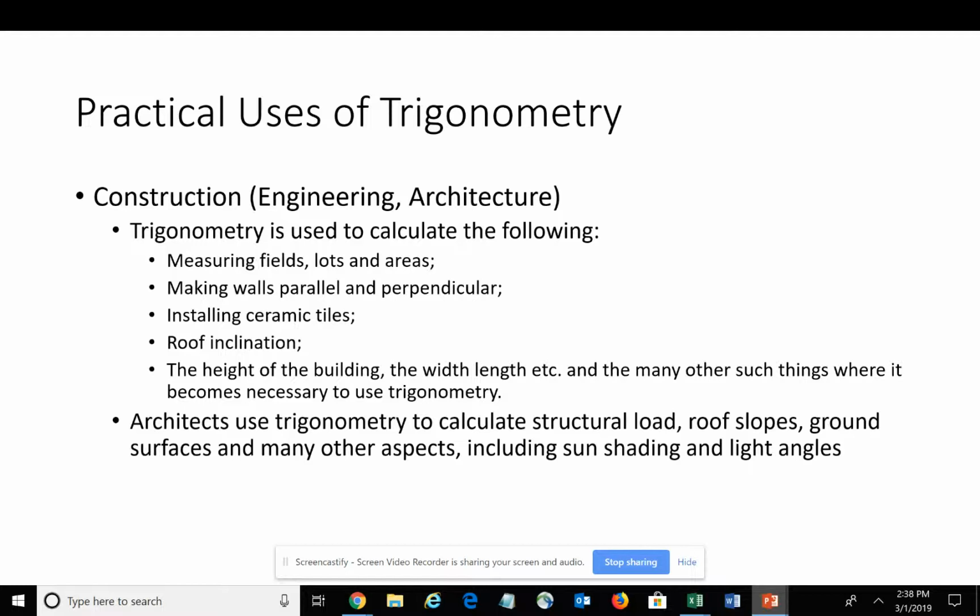Also, architects use trigonometry to calculate structural load, roof slopes, ground surfaces, and things even like sun shading and light angles so that the building looks pleasing to the eye and looks pretty, if you will.